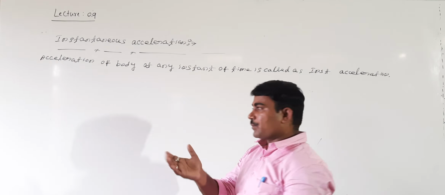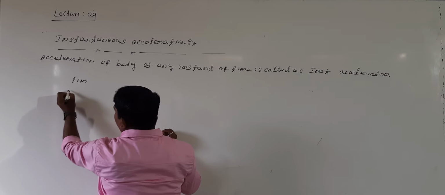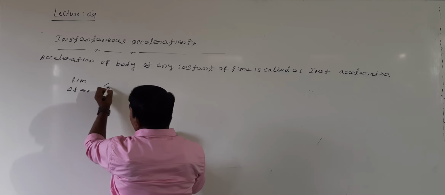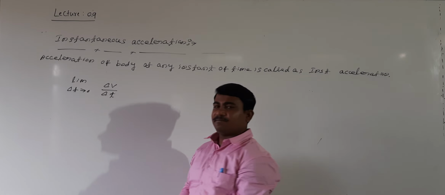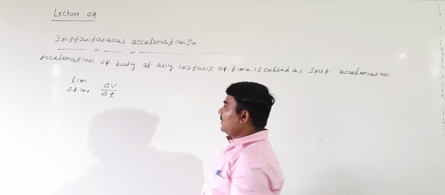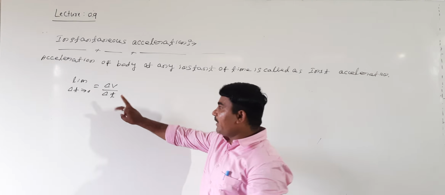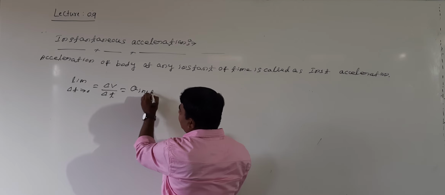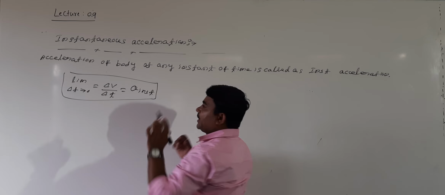Right here, instantaneous acceleration can be defined as the limit of del t tends to 0 of del v divided by del t. What is the meaning of this? The limit as del t tends to 0 of del v divided by del t is equal to instantaneous acceleration. What is the meaning of this?